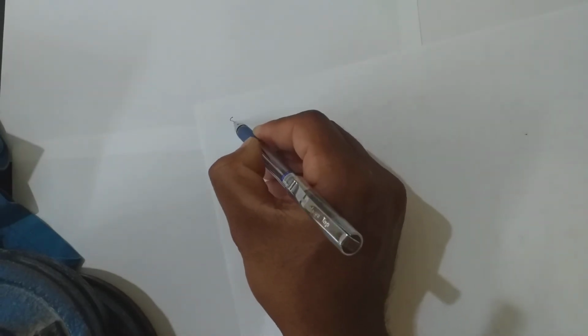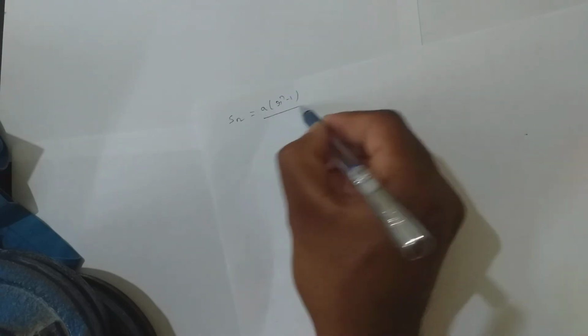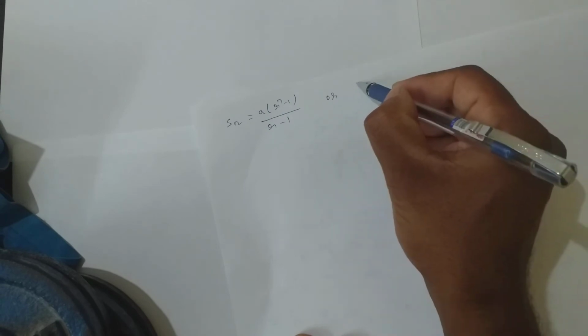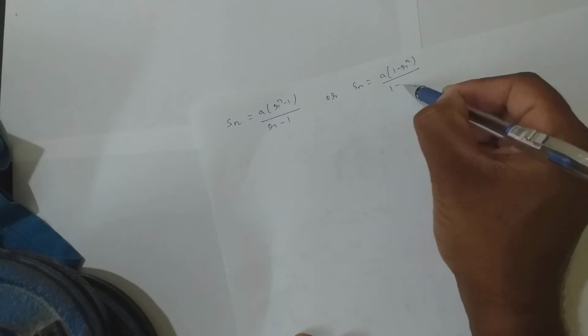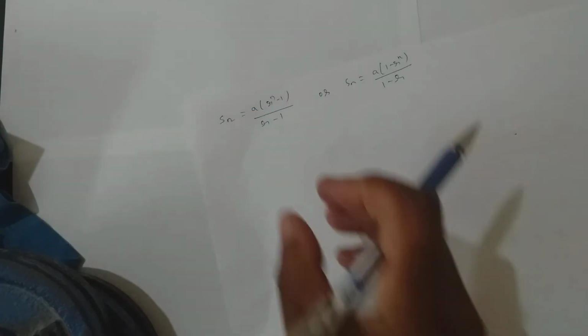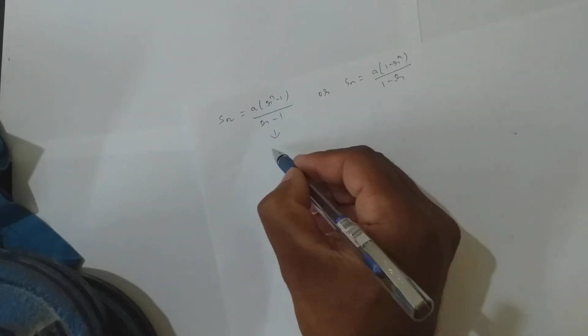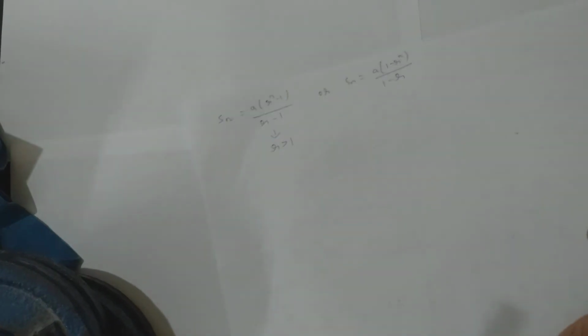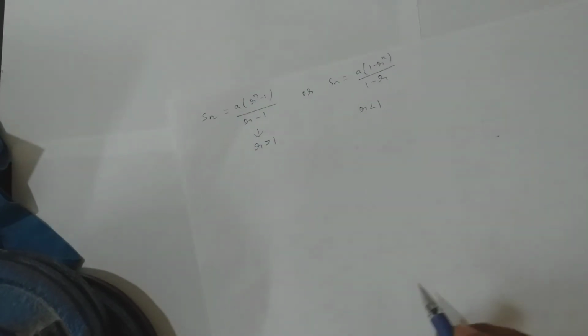So what is the formula for Sn in geometric progression? Now here two conditions come. The Sn formula is given by A into r power n minus 1 by r minus 1, or Sn equal to A into 1 minus r power n by 1 minus r. When should you use this one and when should you use this one? This should be used when the r value is greater than 1. Clear? This should be used when the r value is less than 1.